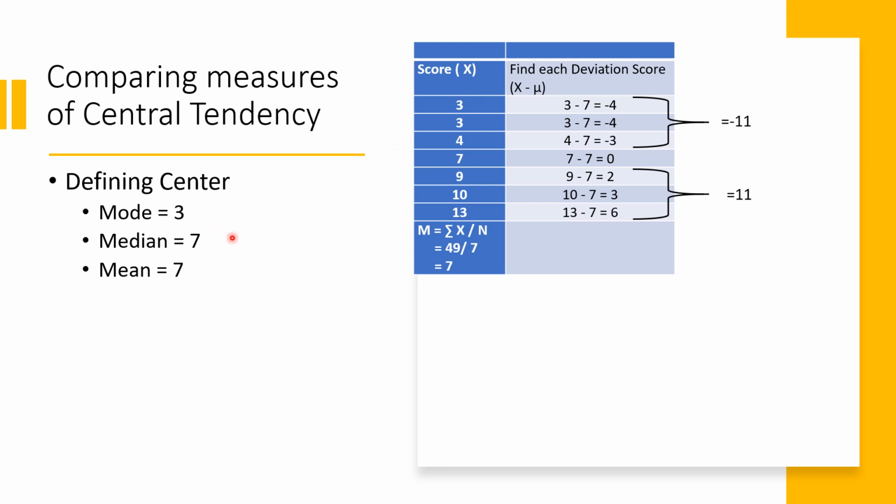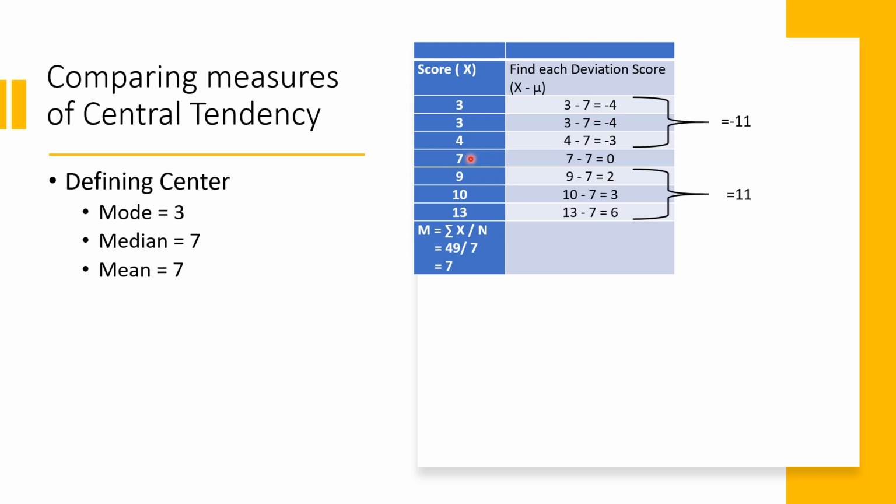The median is the middle score. This has 7 scores in this distribution. And so after they're arranged in order, the middle score has 3 above it and 3 below it.